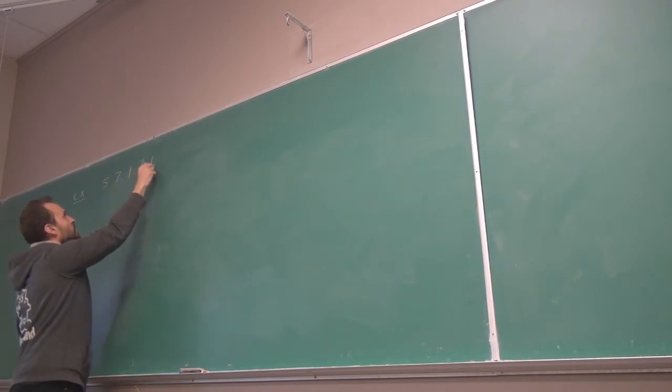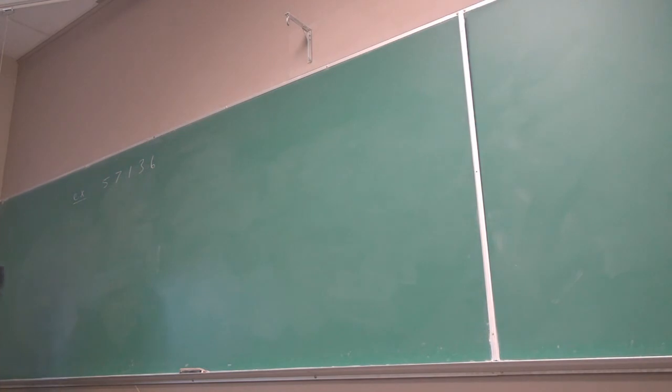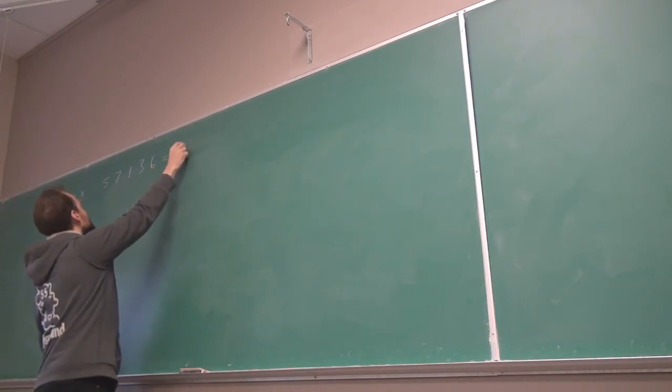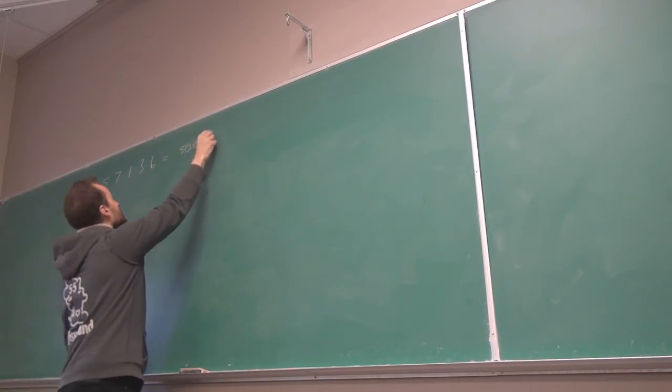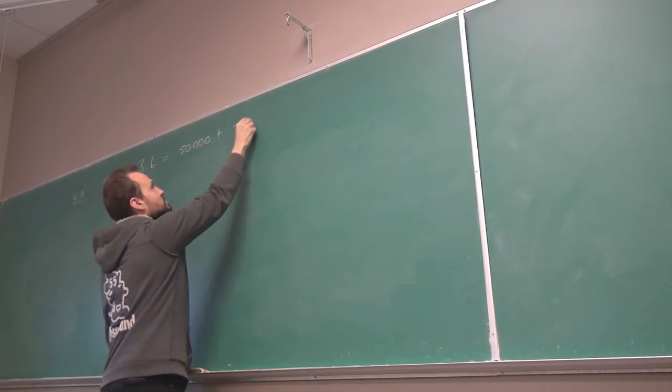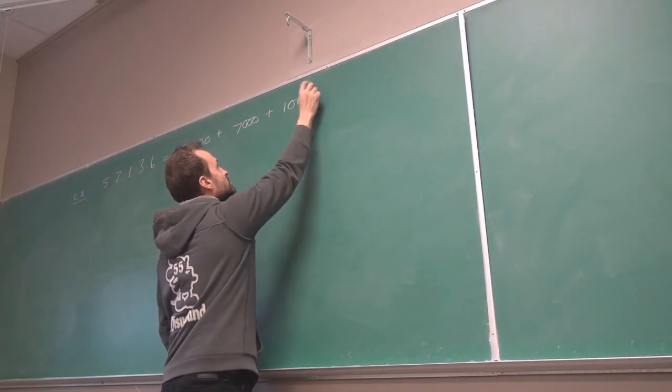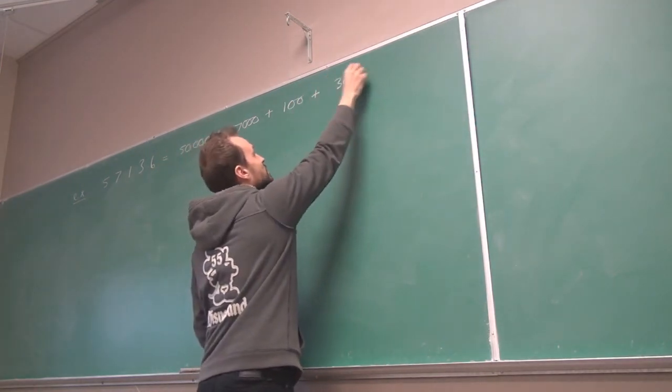5, 7, 1, 3, 6. That should be enough. Glad to see the dictatorship continues. Now we're going to do the same thing. That is 50,000 plus 7,000 plus 100. Whoops, just 100. Plus 30 plus 6.